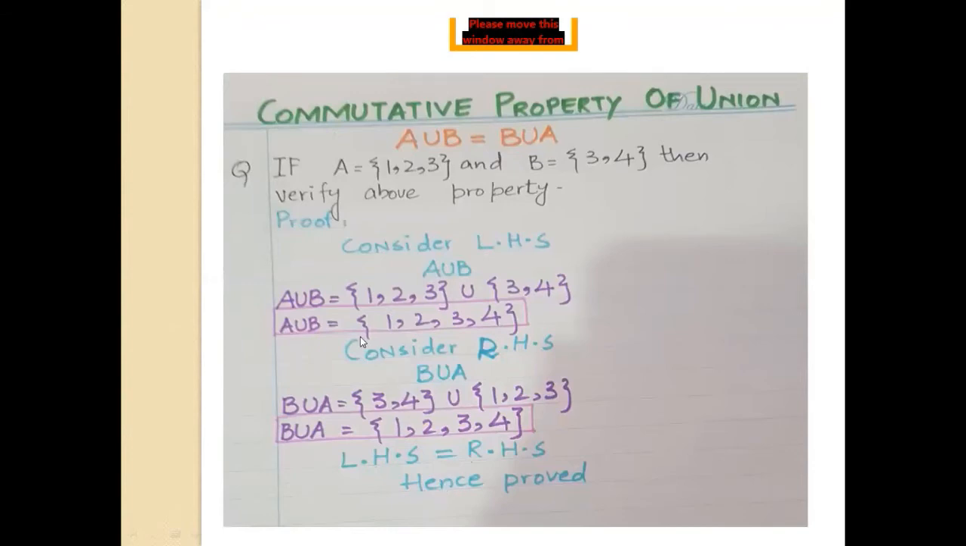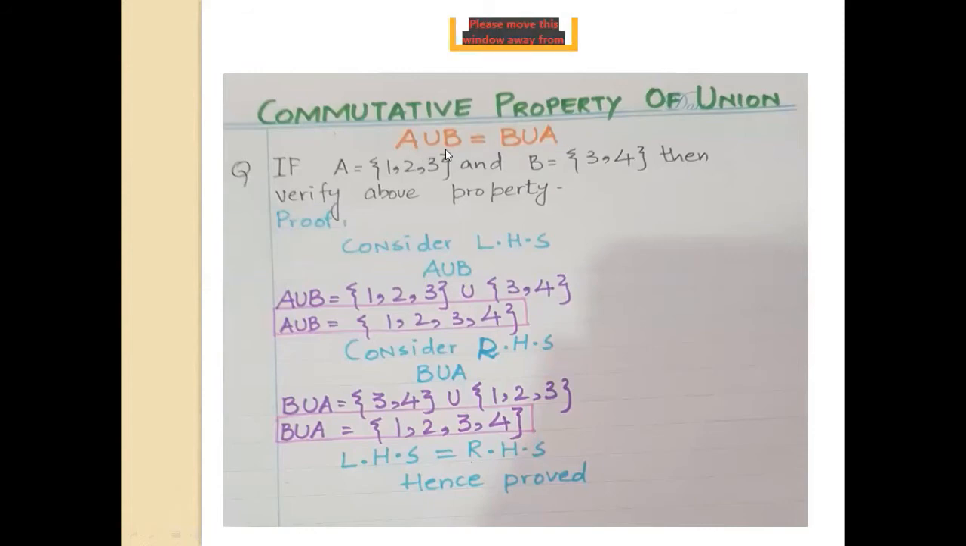Property number 1 is the commutative property of union. Here we are just considering any sets. A equals 1, 2, 3. B equals 3, 4. And here you have to verify the property. A very important thing is that if a question is related to verification, we use the heading proof instead of solution. We use the heading proof, P-R-O-O-F.